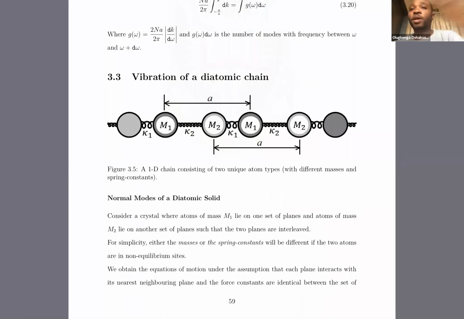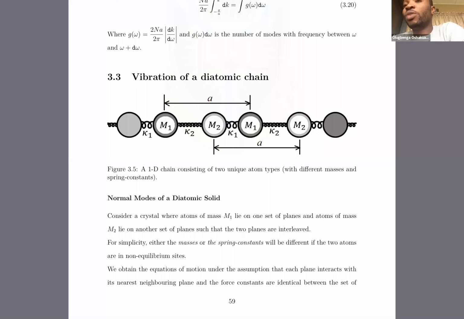So in the last class, we spoke about vibrations in a 1D chain, and we spoke about the monatomic chain, which means that the atoms on that chain are similar. That is, if it is carbon all through, all the atoms on that chain are carbon. So now we're talking about vibration of a diatomic chain.